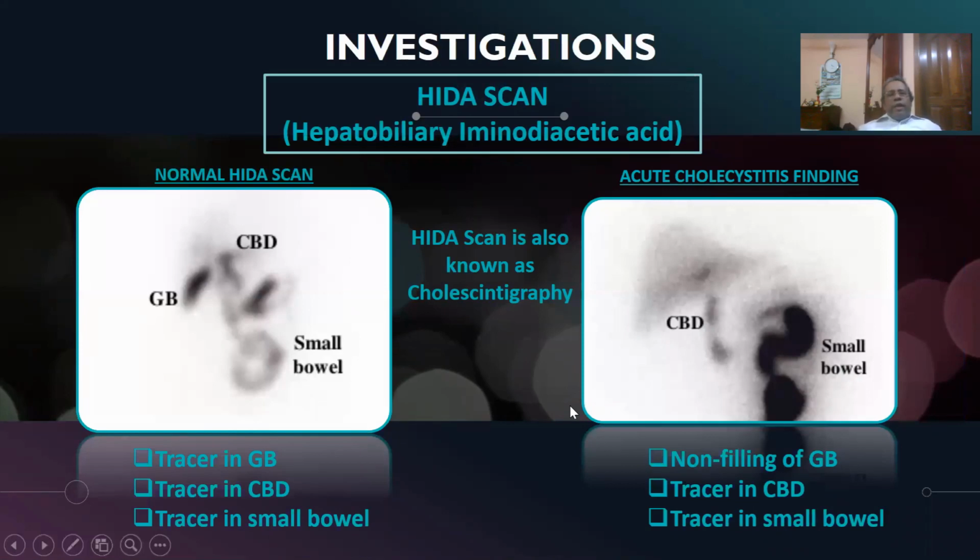So look at the HIDA picture, the HIDA scan. Look, in the HIDA scan, isotope goes into the biliary tree, common bile duct, and the gallbladder is visualized. So this is a normal HIDA scan. Here the gallbladder is not visualized. Only the intrahepatic and extrahepatic biliary tree is visualized. The gallbladder is not visualized. For that reason, there is non-filling of the gallbladder, with tracer in the CBD and tracer in the small gut. So this is acute calculous cholecystitis. Nowadays it is not done.